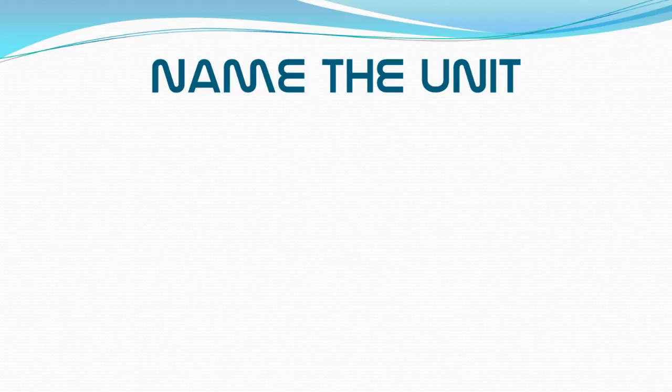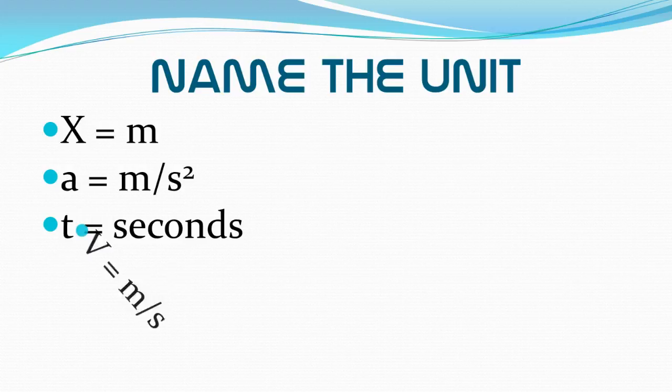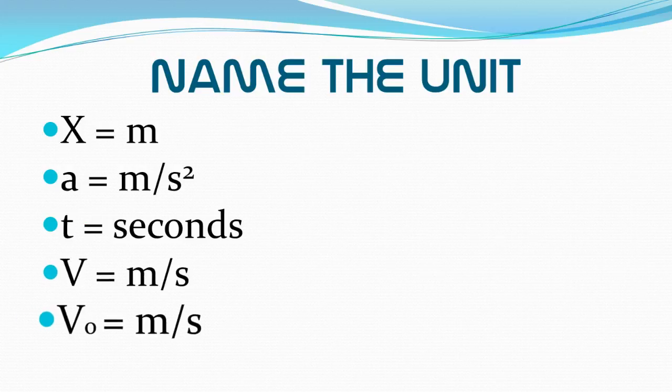All answers have to have proper units, and knowing the units helps you when you're organizing your given information. Displacement, or x, is measured in meters. Acceleration is measured in meters per second squared. Time is measured in seconds. Final velocity is measured in meters per second. Initial velocity is also measured in meters per second.